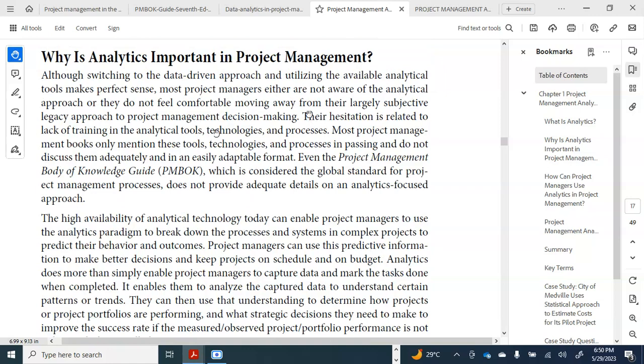Okay, I think there's something here to talk about. Their hesitation is related to lack of training in the analytical tools, technologies, and processes, right? Most project management books only mention these tools, techniques, and processes in passing and do not discuss them adequately in an easily adaptable format. Even the Project Management Body of Knowledge Guide, which is considered the global standard for project management processes, does not provide adequate details on an analytics-focused approach. Yes, of course, it's true. They didn't provide details. That's why it's very important.